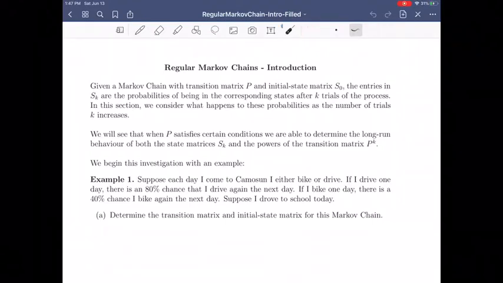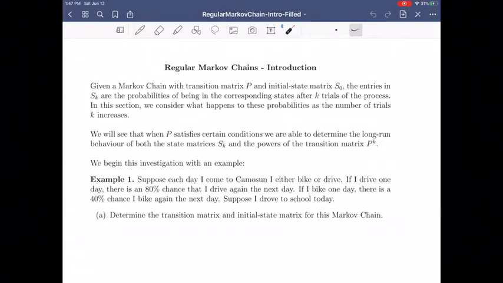In this video, we're going to talk about a special type of Markov chain called a regular Markov chain. These are special because after a lot of trials, something happens to the kth state distribution matrices. So it makes it easier or possible for us to determine the long-term behavior and make predictions for the future.